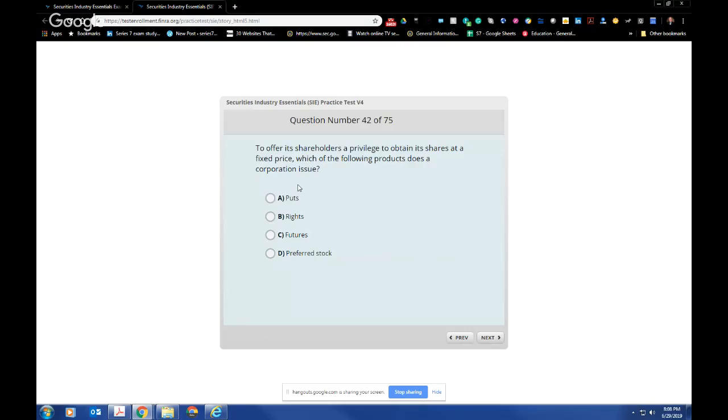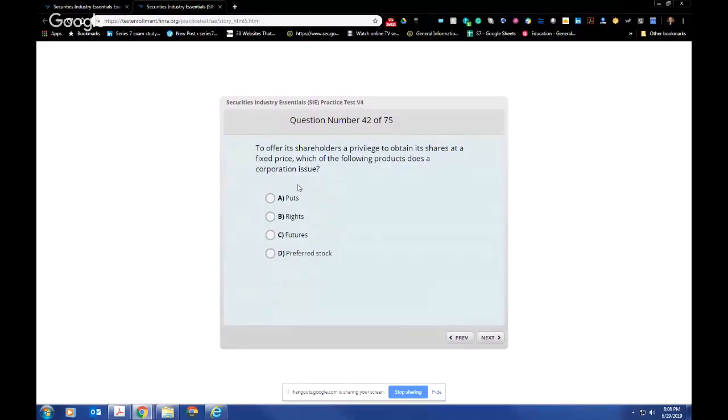To offer its shareholders a privilege to obtain its shares at a fixed price, which of the following products does a corporation issue? So we're giving our current shareholders the right to buy more shares. That's going to be rights. Because if I issue more shares, I'm going to give my current shareholders the first right to buy shares at a little discount from where I'm issuing it, so they can keep their percentage ownership.